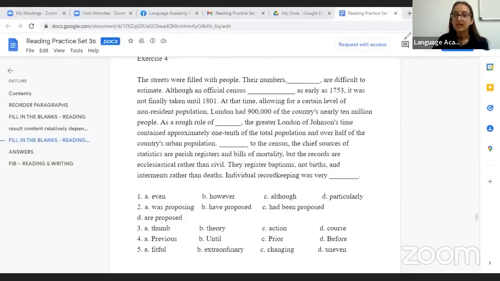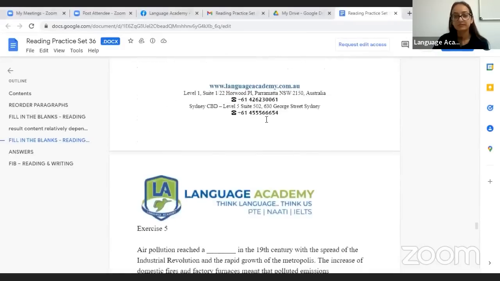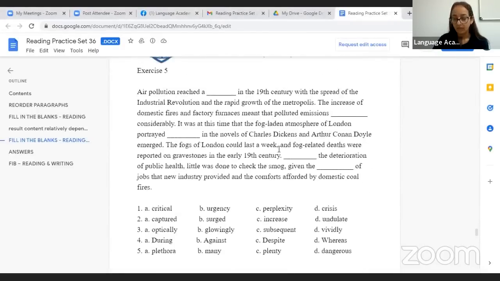Keep making notes, guys. When I'm explaining, you need to write down the things at that moment. Okay, so fifth question and the last one for reading writing blanks for today. Please put your answers, take 2.5 minutes. Put your answers in the chat box.